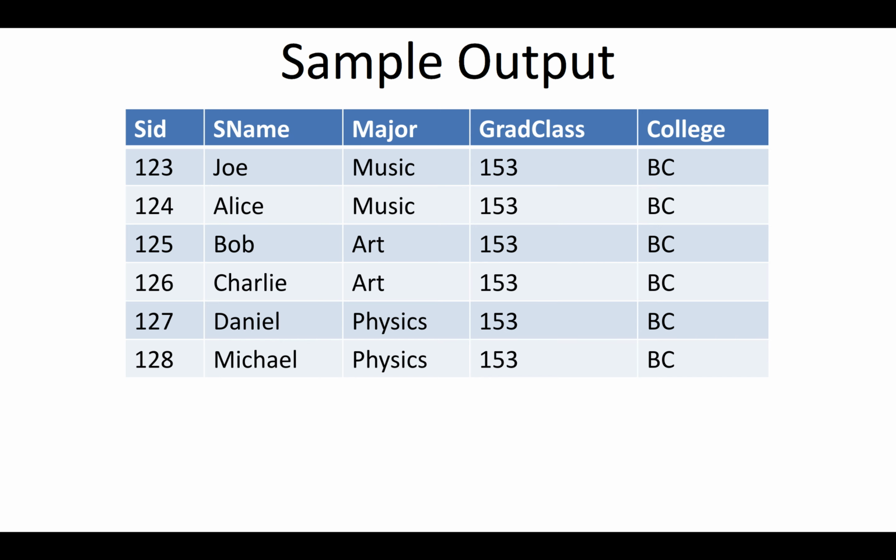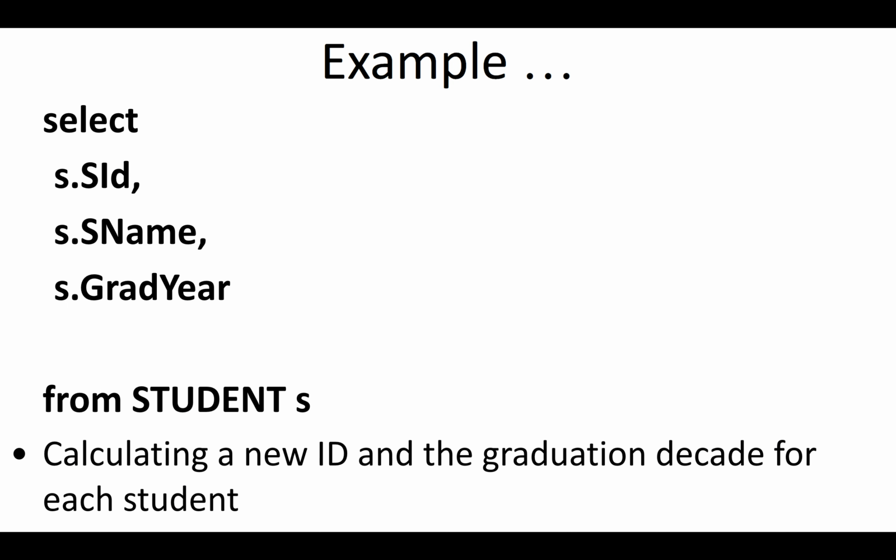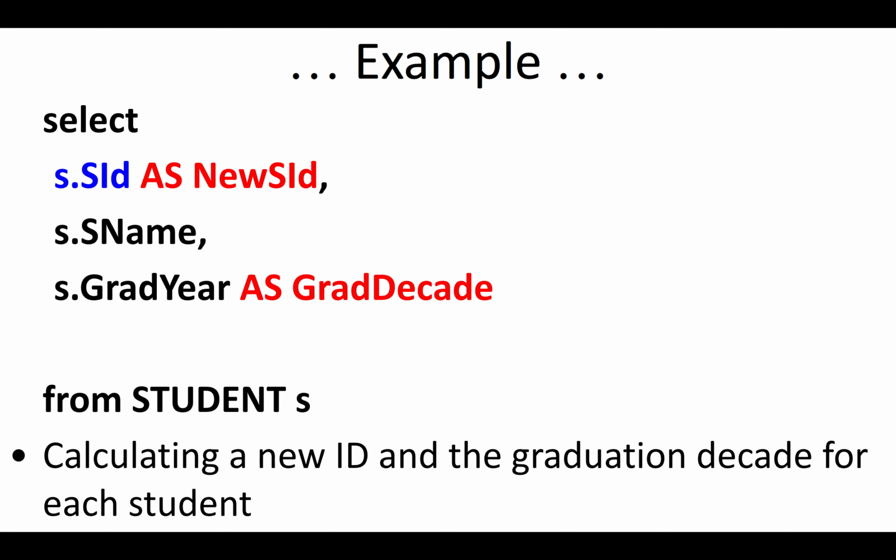The graduation year, you're the 153rd graduating class, based on when you're graduating, their major, the student name. So let's look at an example where I'm retrieving all these fields, but then doing some transformation. For instance, I can rename the field from the old SID. I can create a column called new SID, which has the same value as the old one plus the S name. Also, the graduation year I'm renaming as the graduation decade.